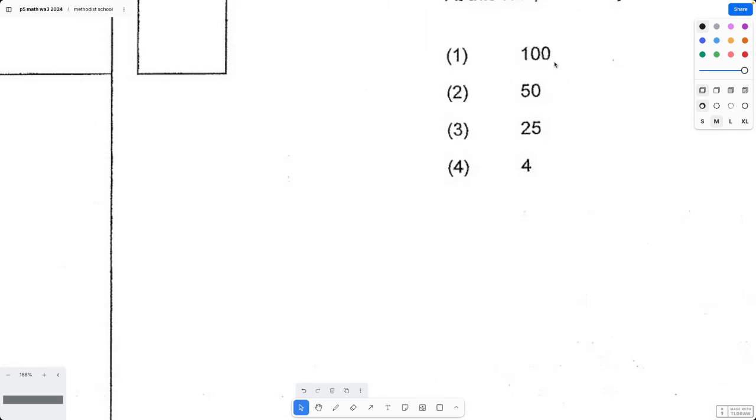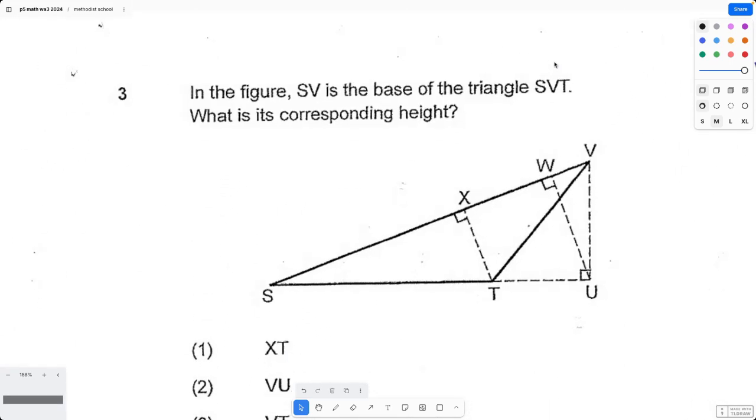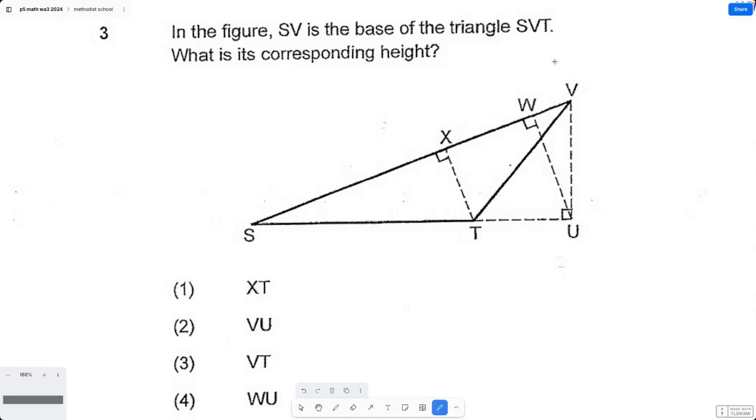Question number 3. It says in the figure, SV is the base of the triangle SVT. So SV over here is the base of the triangle SVT. What's the corresponding height? I'm going to highlight the base in red so it's easier for everyone to see. And the triangle that we want to look at is this SVT.